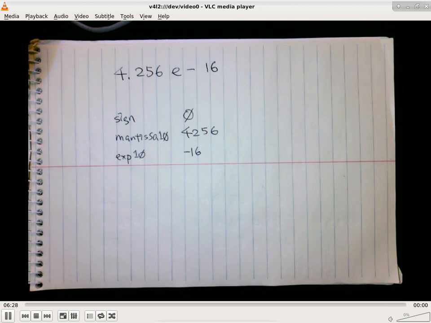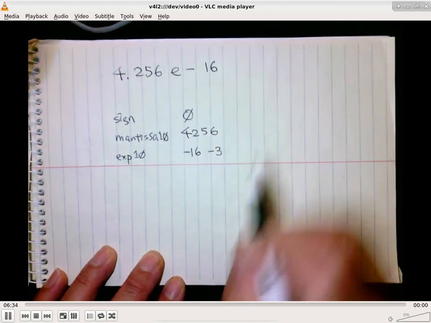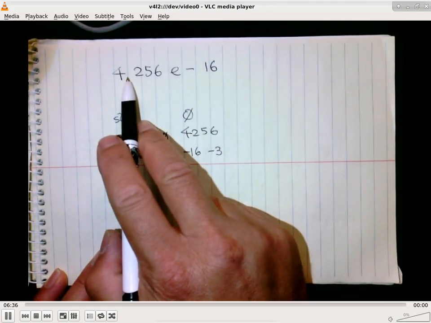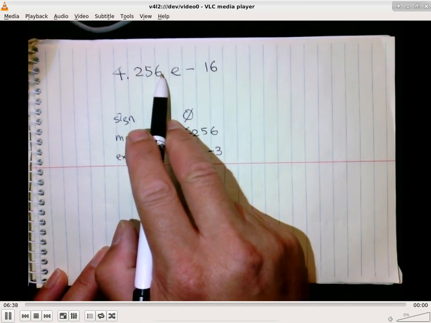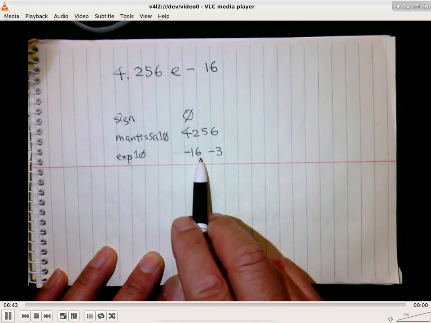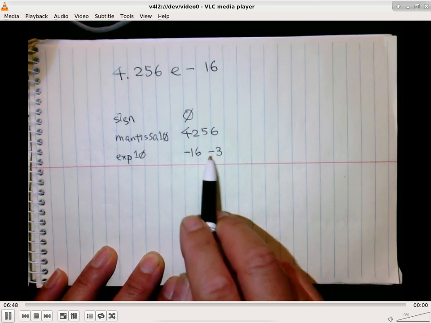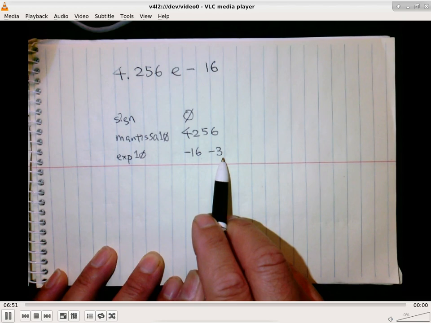So in this case, we have to adjust 3 times because we moved the decimal point 3 times. 1, 2, 3. Even though it was explicitly expressed as 10 to the power of negative 16, we have to subtract 3 more to adjust for the shifting.